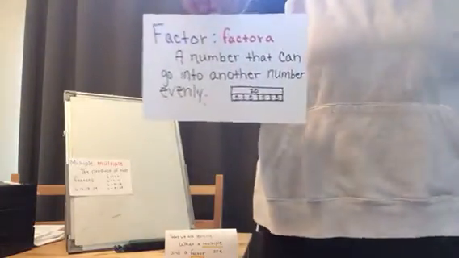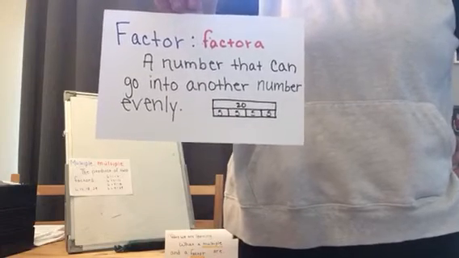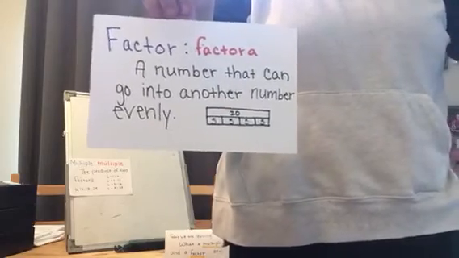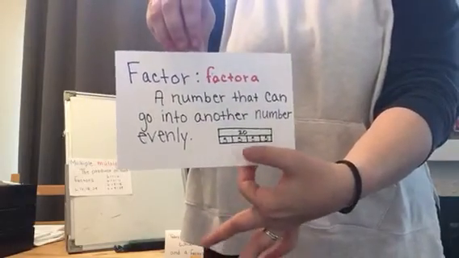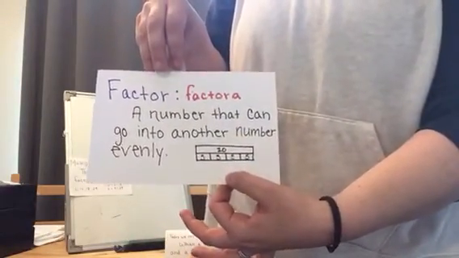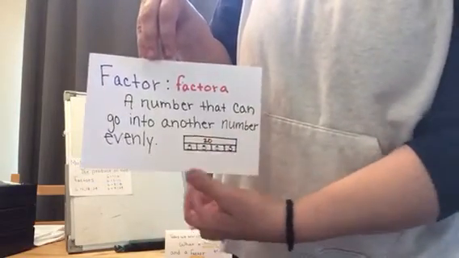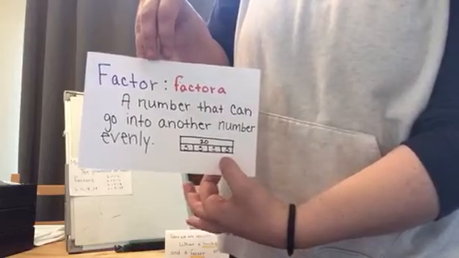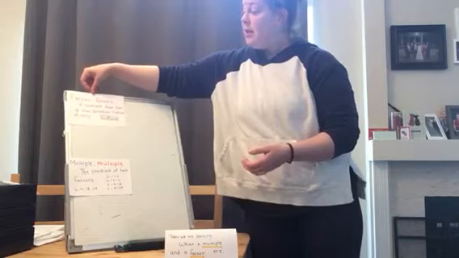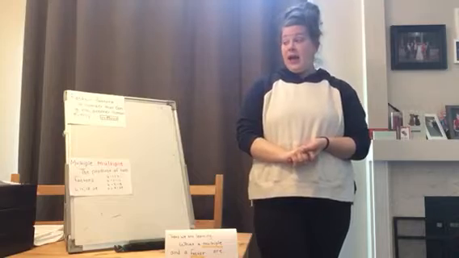So a factor, or in Spanish, a factora, is a number that can go into another number evenly. I said go, we might also say divide. For example, I put a picture here on the bottom of a bar model to show us that 5 is a factor of 20, because if you were to take 20 and split it up into 5s, there would be no extras. It is only a factor if there are no leftovers. Okay?